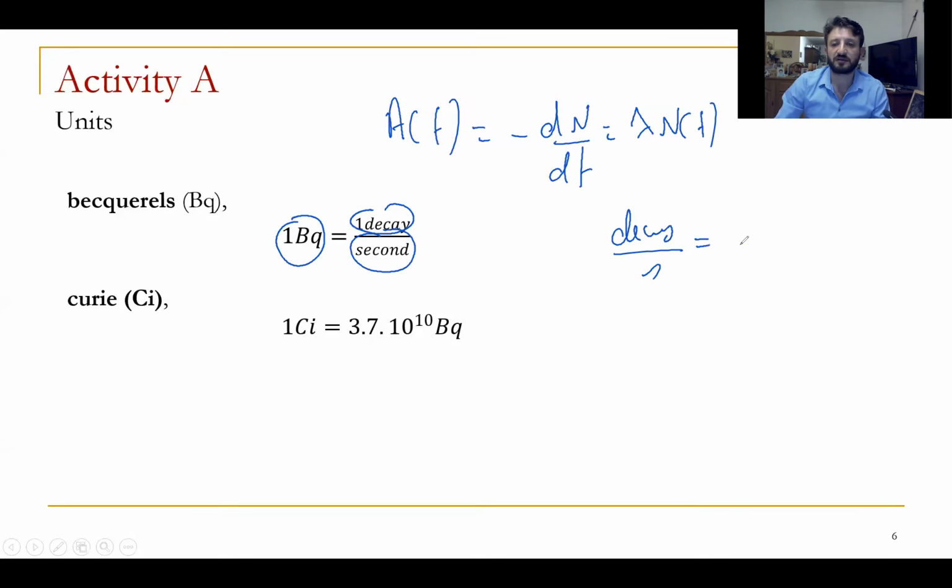You can say here Bq, okay? Or you can have a unit, the Curie. 1 Curie equals 3.7 times 10 power 10 Bq. Just a relation between Bq and Ci, the Curie. Maybe I give you the value of activity in Curie or in Bq. You can do some exchange between these units. It depends on the problem.